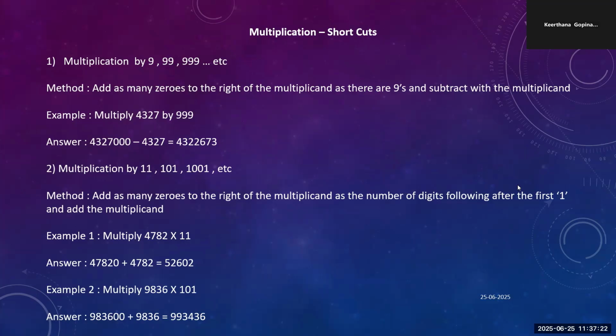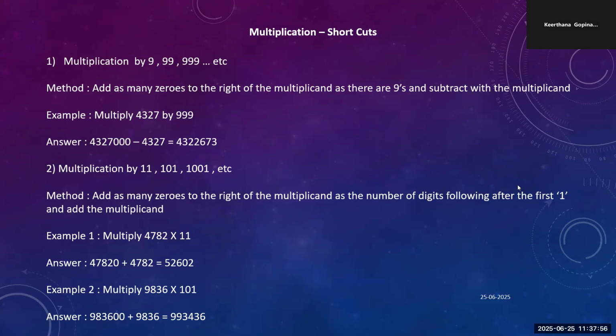Here what do we do? Similar logic you apply. 11 means it is 10 plus 1, correct? Yes, sir. So we have to add the number 11 times. But if you directly multiply by 11, it is going to take you 1 minute to do it. Here, what you do is add only one zero and then add the number once more. So if it is 101, you multiply by 100 and add the same number once more.